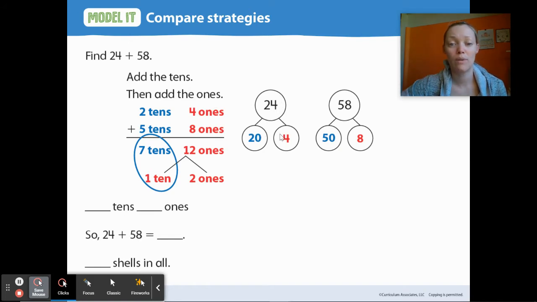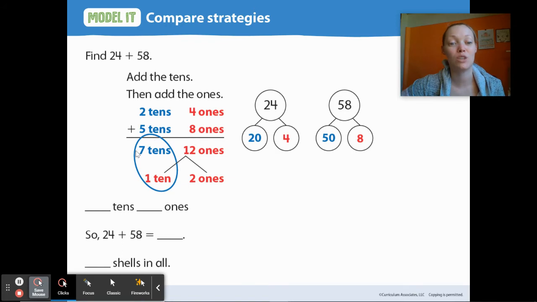So they showed 24 broken up in a number bond, 20 and 4. They showed 58, 50 and 8. They stacked their 10s on top of each other. They stacked their 1s on top of each other. They also showed that 12 is made up of 1 10 and 2 1s.